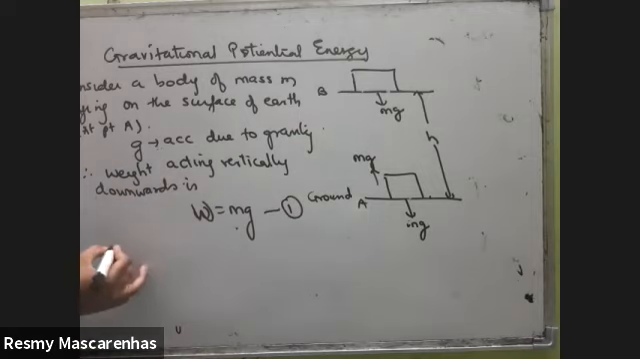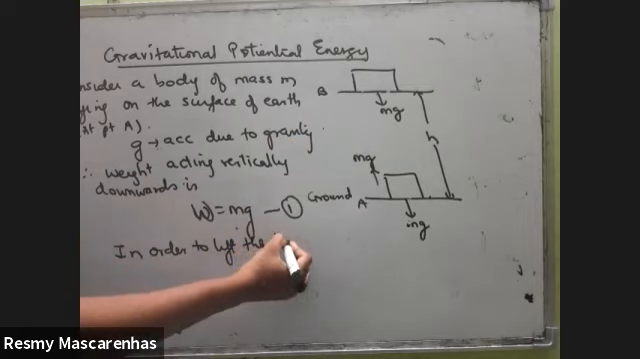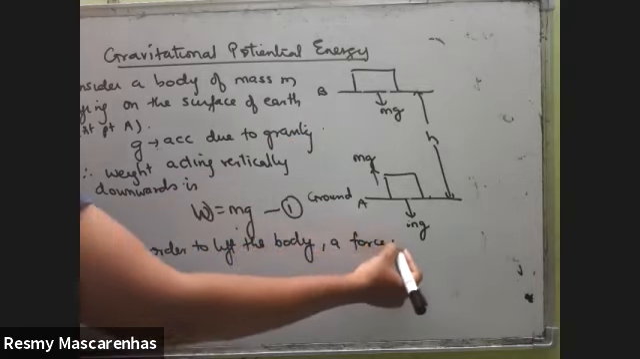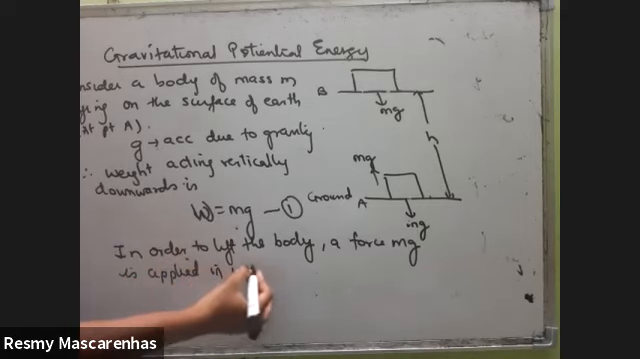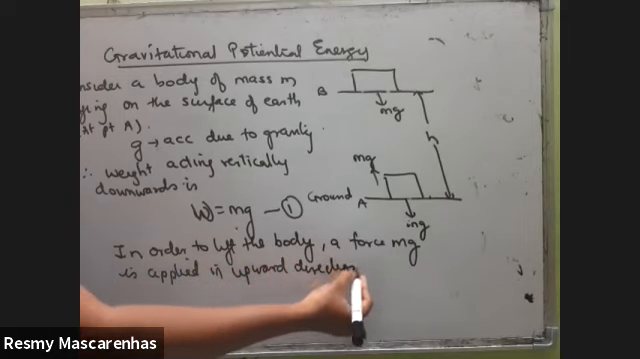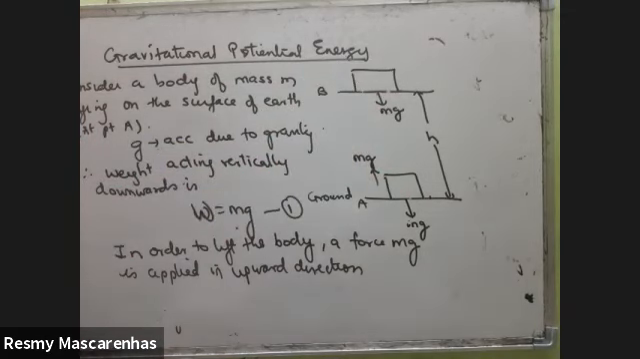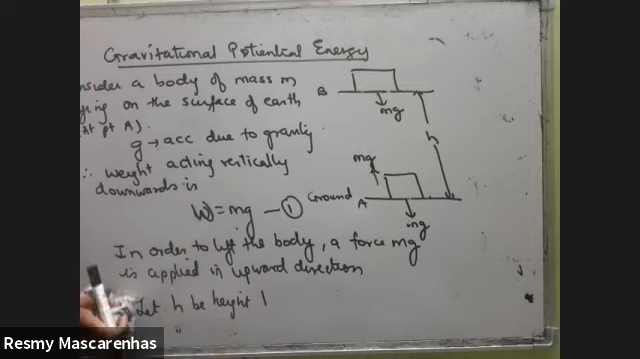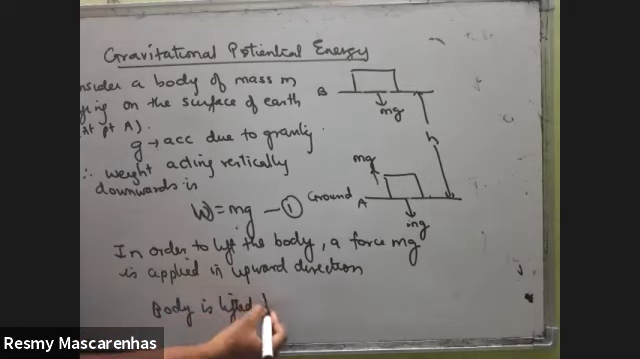Now, in order to lift the body, of course, mg is applied in the upward direction. Okay, so let h be the height, or I can write in simple words, this looks complicated, the height through which the body is lifted. The body is lifted to height h.